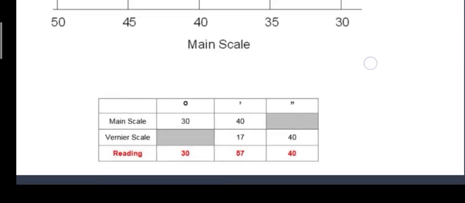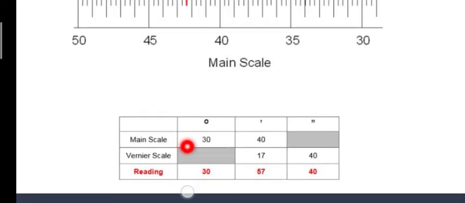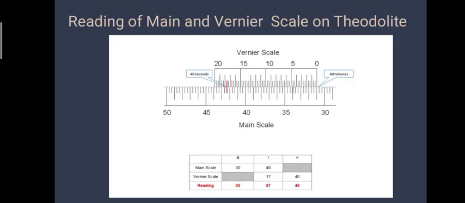So how to add this? If you see, it is 30 degrees and 40 minutes. What is the vernier scale reading? It is 17 minutes and 40 seconds. So if you add that, this will become your reading, that is 30 degrees, 57 minutes, 40 seconds. This is the final value of the reading. This is how you read the reading, right?